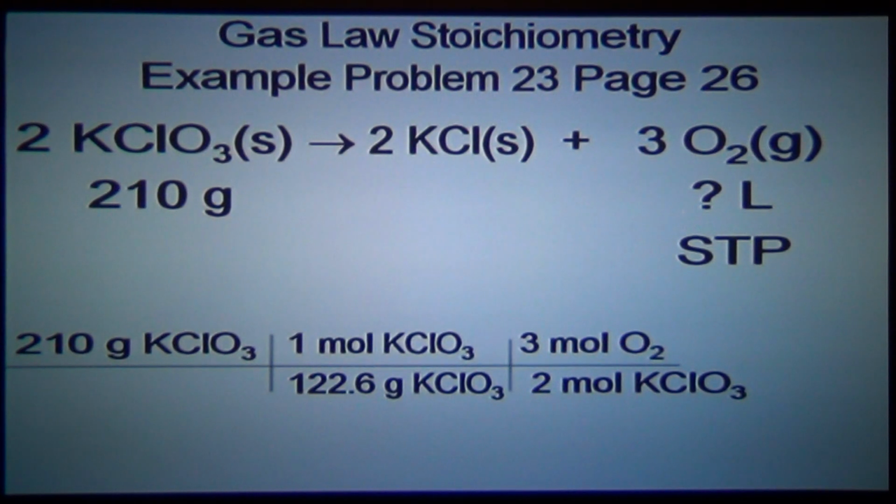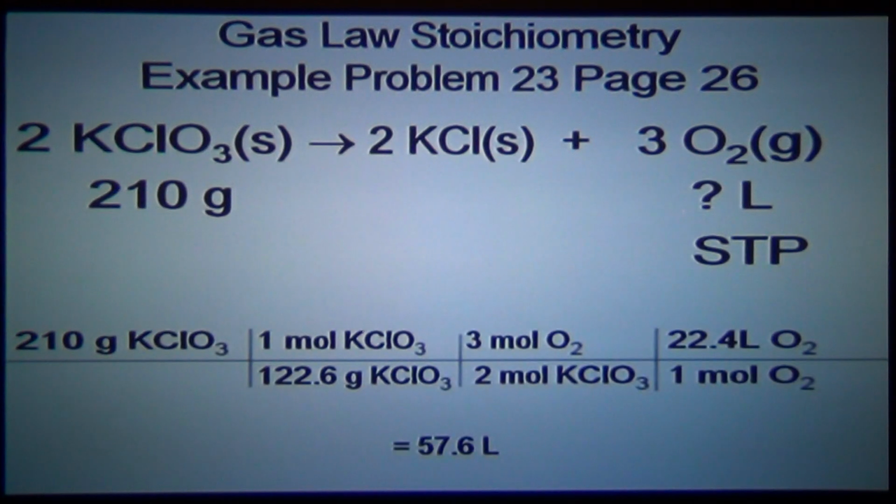And because STP conditions are stated, we can now say that for every 1 mole of oxygen that we have, we're going to actually have a volume of 22.4 liters. So if we now multiply through by 22.4, you'll be able to see that the amount of oxygen, theoretically, that we can make, starting with 200 grams of potassium chlorate, is the 57.6 liters.